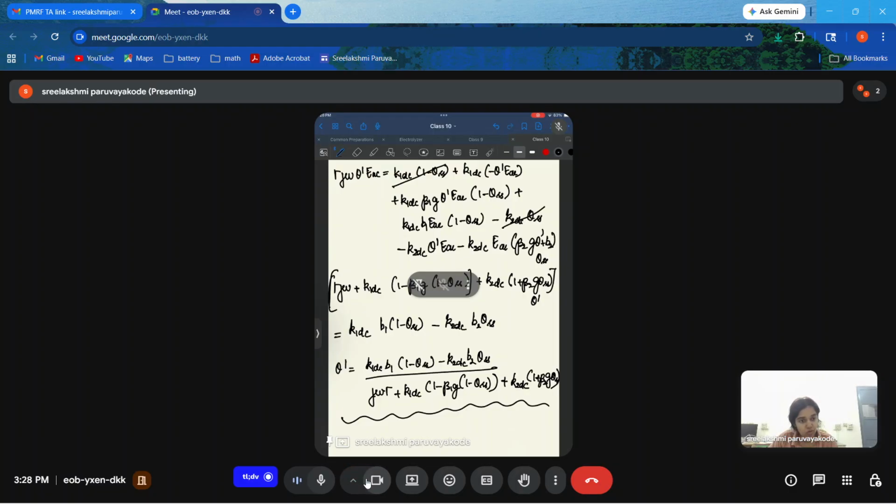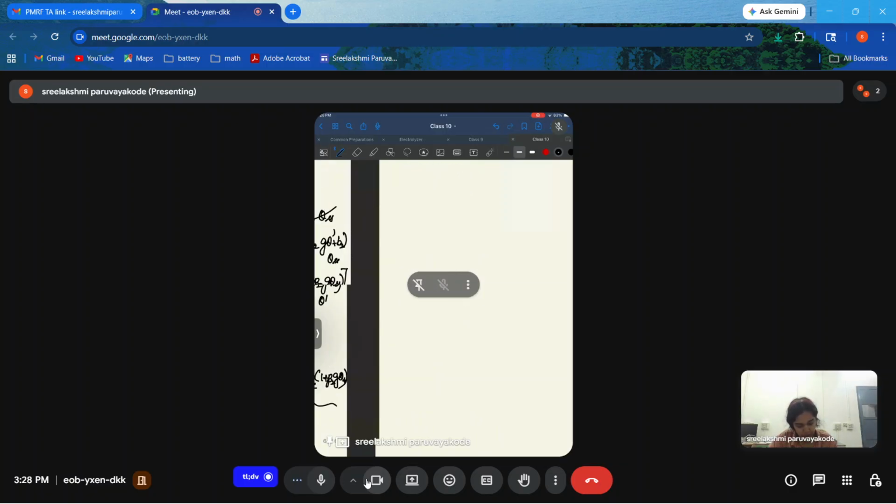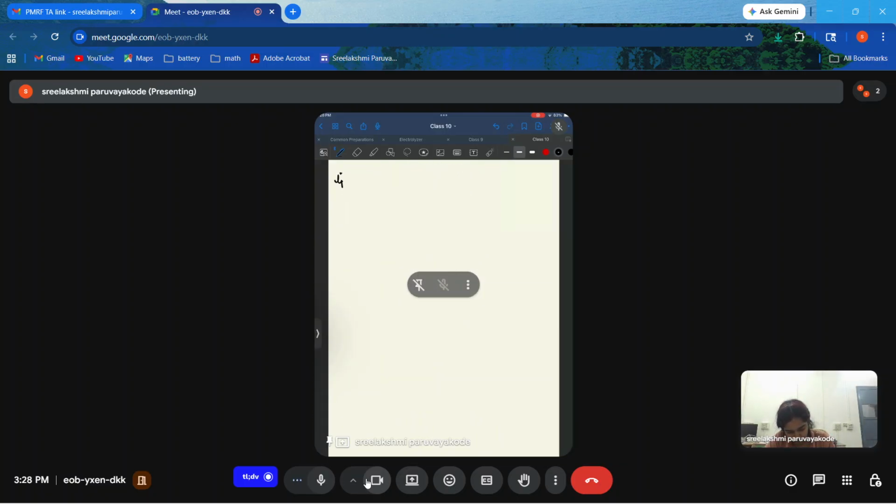So now the next step is to write the current expression. The expression we have already written is K1 into 1 minus theta plus K2 theta. So now I'm just going to substitute everything. Please do it yourself and then we'll cross check.